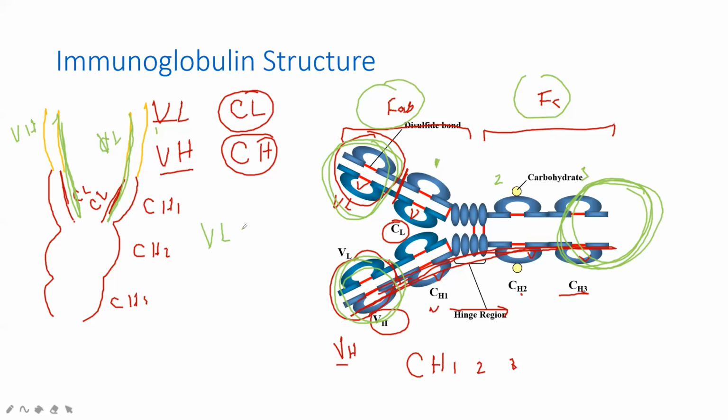Variable light chain, variable heavy chain. This part works on the antigen. The variable part of the antibody attaches to the antigen, understand? Which part of the antibody attaches to the antigen? The variable part: light chain variable part, heavy chain variable part.